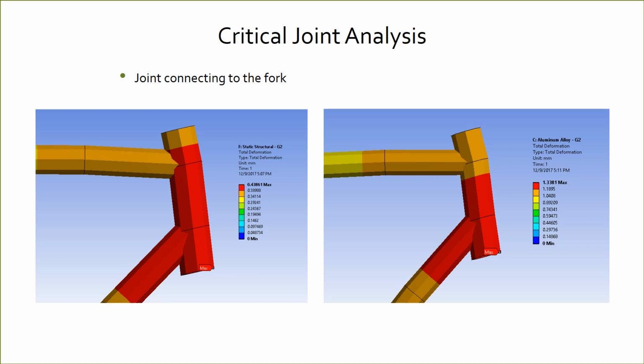Critical joint analysis was done using the fourth scenario, and analyzed using both materials in the second geometry configuration. The joint in question was the bottom connection joint of the fork tube. This concludes our report.